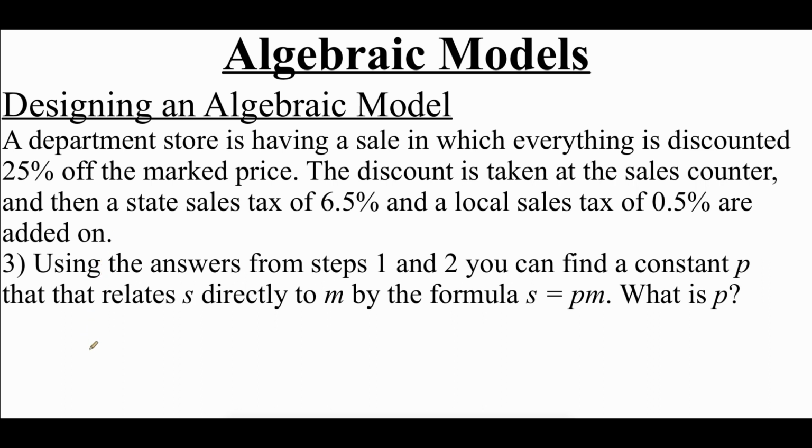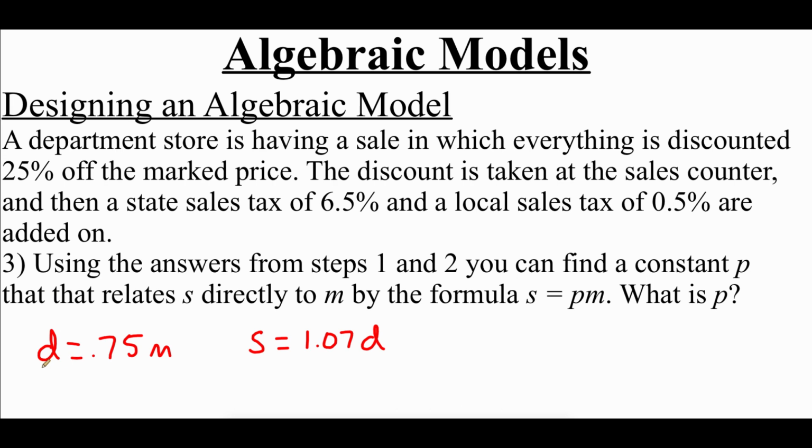So going back to step 1, we came up with the formula that says the discounted price was 0.75 times the marked price. And then in step 2, we came up with a formula that said the actual sale price was equal to 1.07 times the discounted price. So we're actually going to take these two separate formulas and combine them, doing a little substitution.